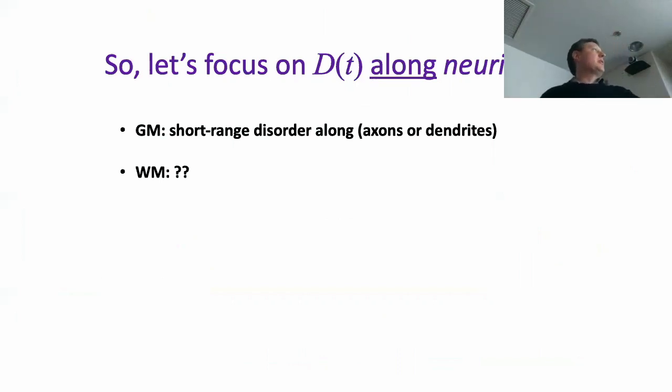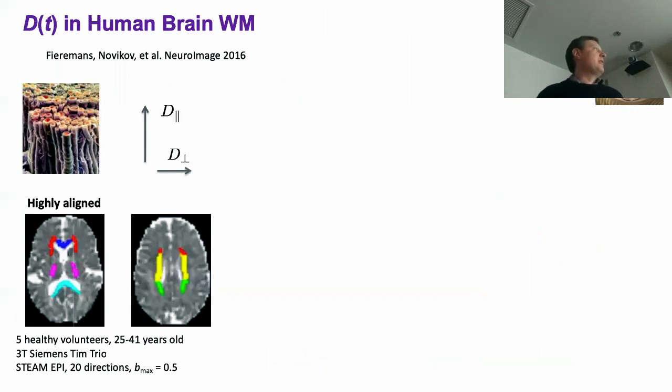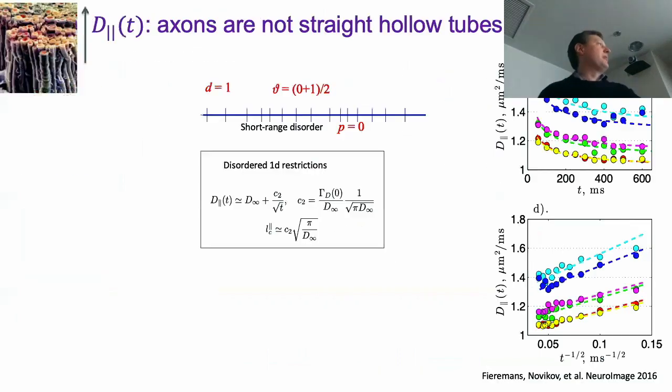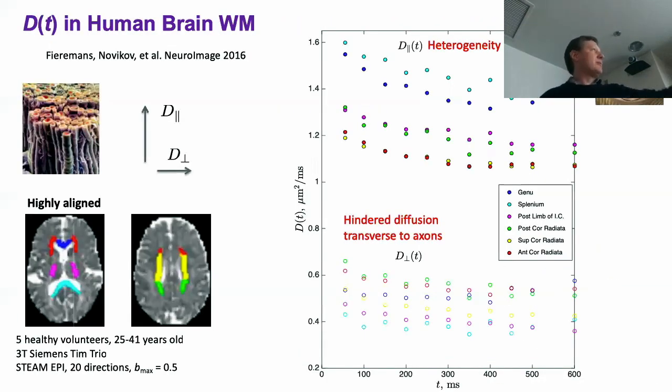But okay, so we see that there is short-range disorder along axons and dendrites. Let's see how prevalent this is. So we go to white matter and study time-dependent diffusion parallel to the fibers. This was a measurement by Els Fieremans a couple of years ago. She sees, with stimulated echo diffusion times, a notable time dependence along major white matter tracts in humans, up to 500 to 600 milliseconds.